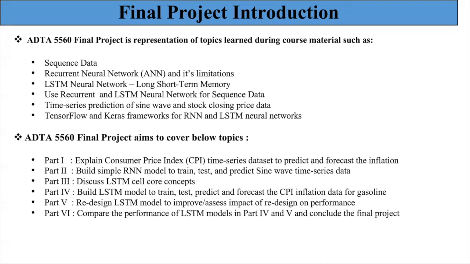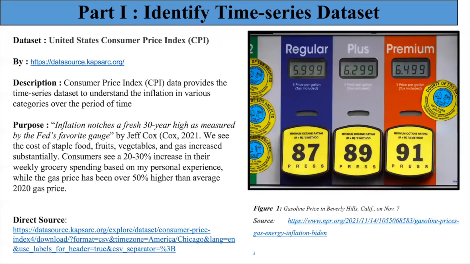In part three, we will discuss the core concepts of LSTM neural network and the cell. In part four, we will build the LSTM model and use the CPI inflation data, which I have identified in part one. And in part five, we will redesign the previously created LSTM model to see if we can improve the performance or not. And finally, we will compare the performance of the original LSTM model and the redesigned LSTM model in the last section, and we will conclude the final project. So let's go into part one.